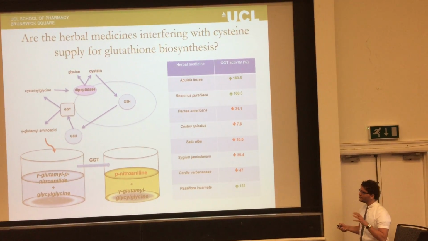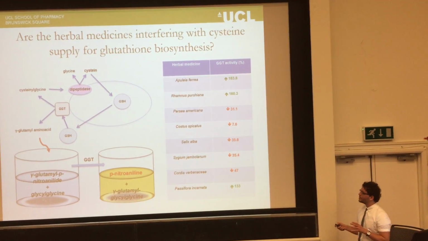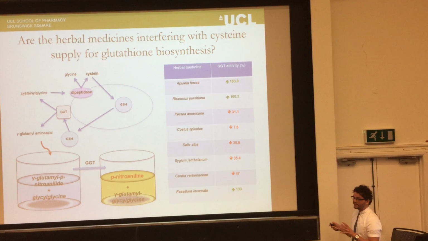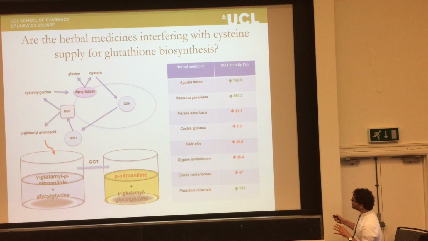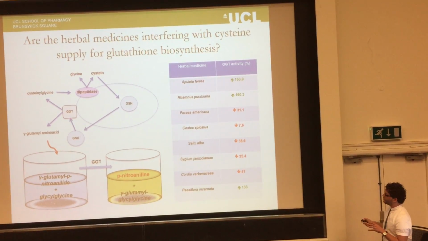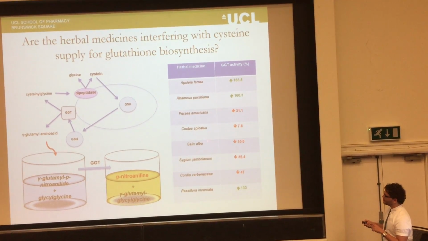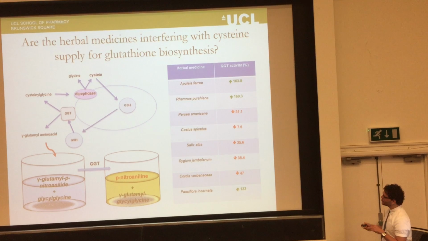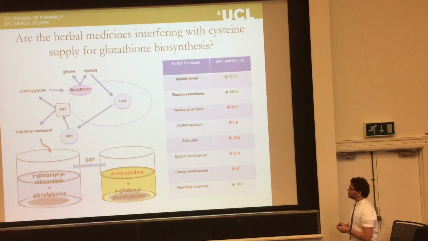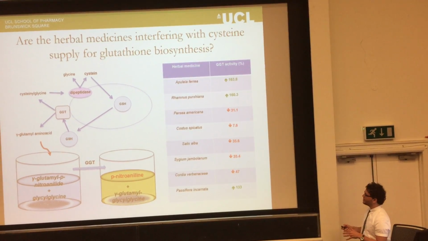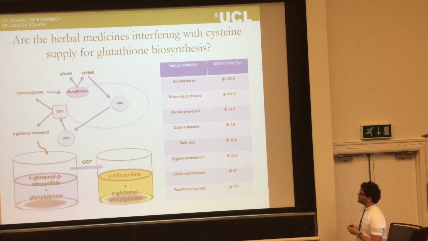So we were wondering if the decrease in the amount of GSH was happening because of a lack of cysteine in the cell. And we did that through an enzymatic assay. Here we have 5 results which we can correlate with our GSH glutathione results as well, because they were all able to decrease glutathione levels, which we could say was actually caused by lowering gamma-glutamyl transferase activity.